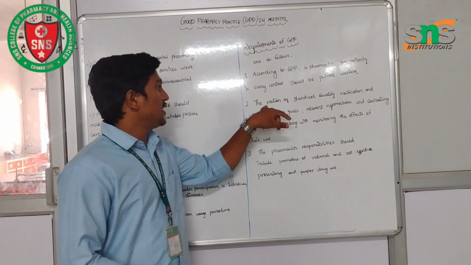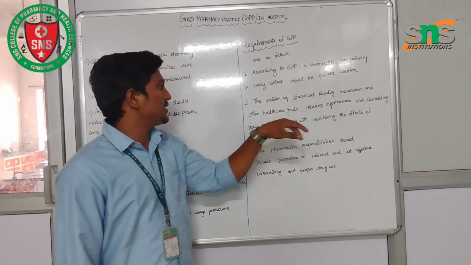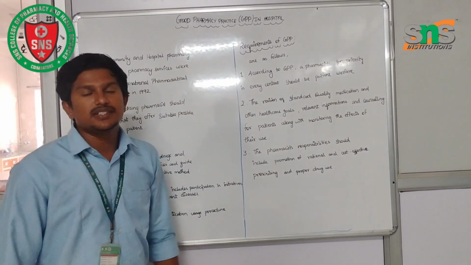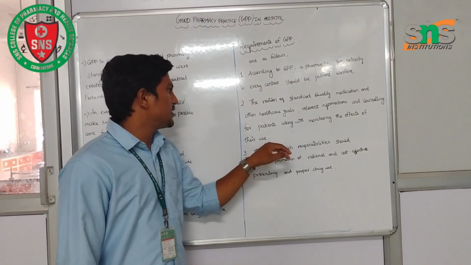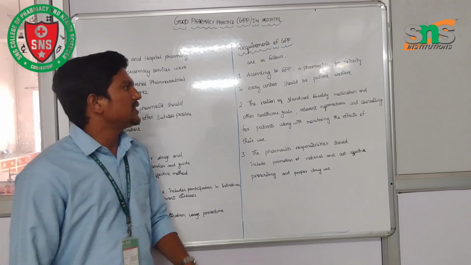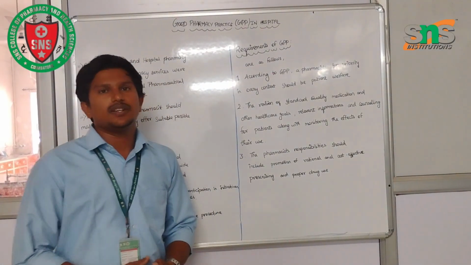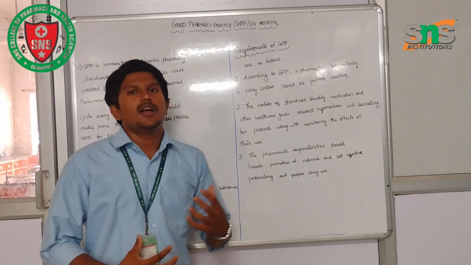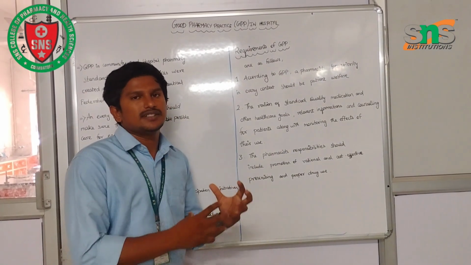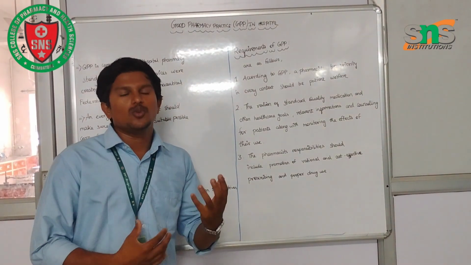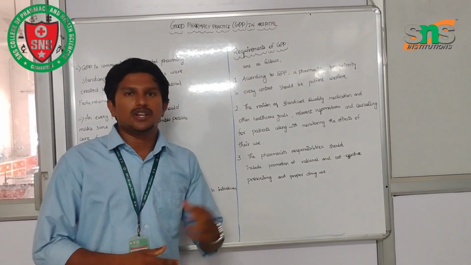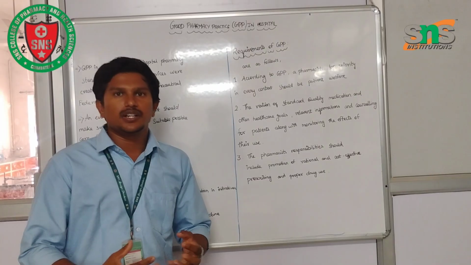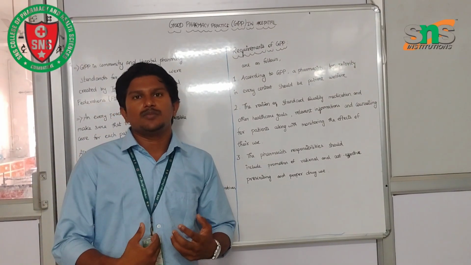Next one is the supply of standard quality medications and other healthcare goods, relevant information and counseling to the patients, with monitoring of the effect of use. The first one is the supply of standard quality medications. In practice, it means first of all I must know about the standard quality of the medication, what quality of medications are given to the patients, and which quality medicines I know about from my side.